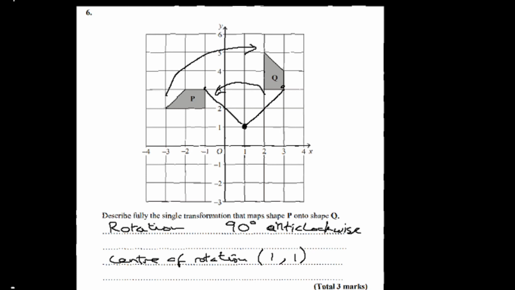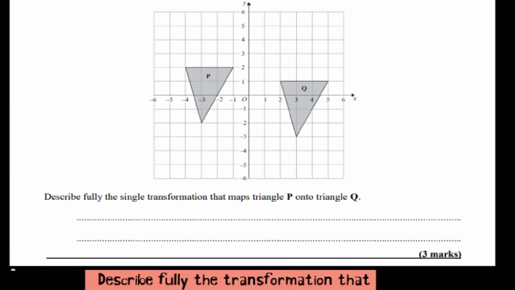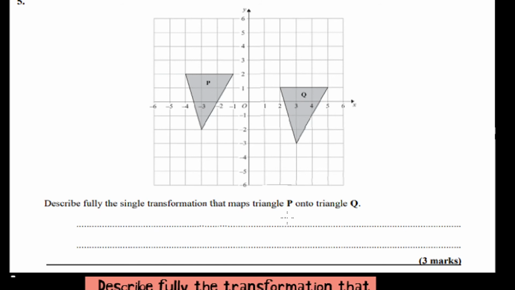Alright, let's go for the next one. Okay, so again, describe fully the single transformation that maps P onto Q. So this shape has not twisted, and it's not flipped either, has it? This is a translation. So in a translation, the shape has just moved, as if you were moving a piece of card but keeping it completely upright. And then all you need is to draw the vector.